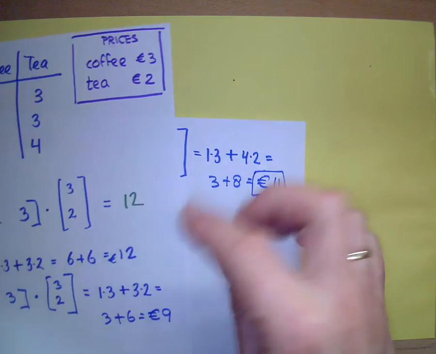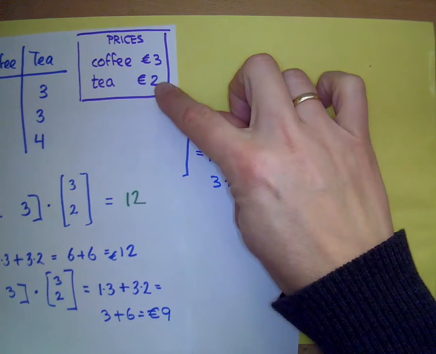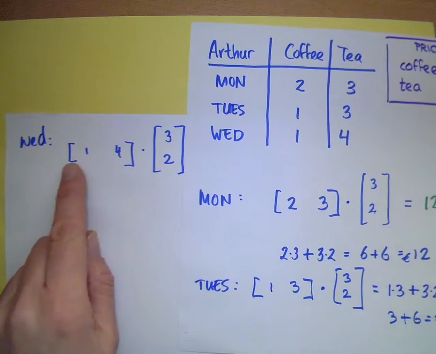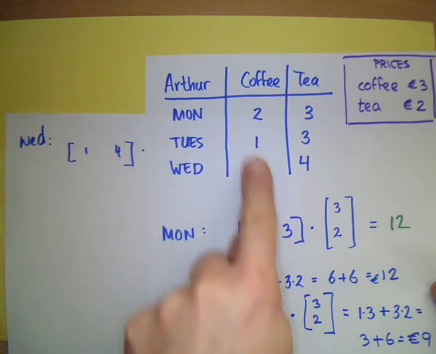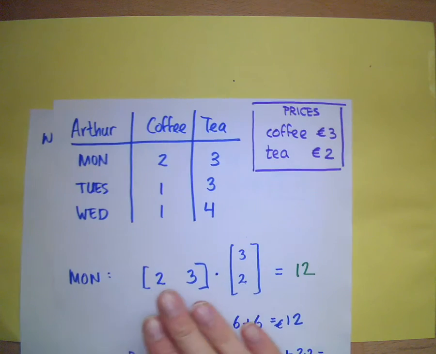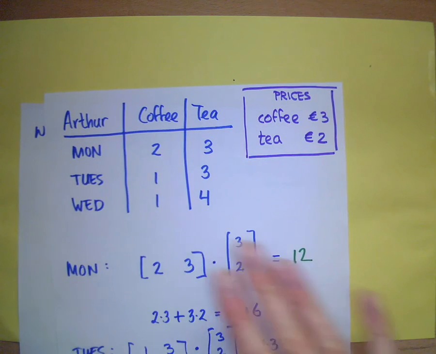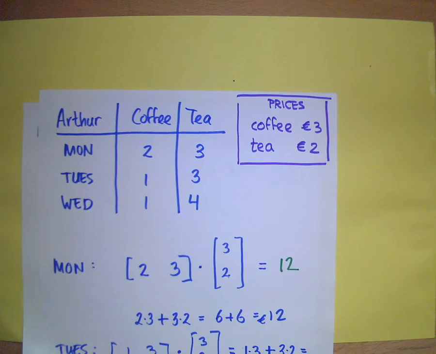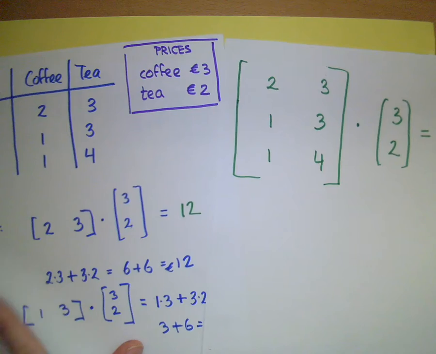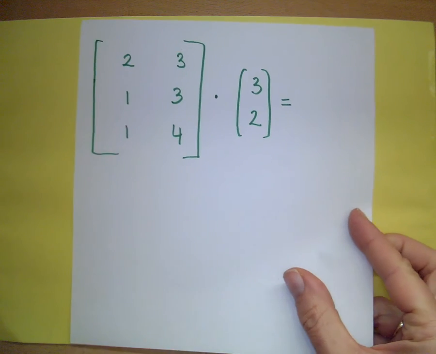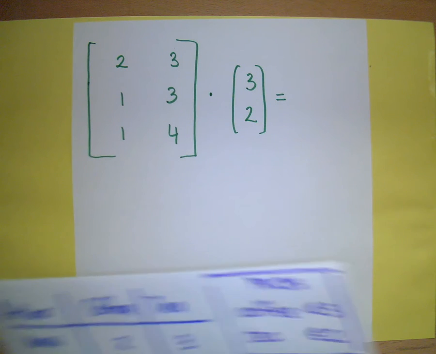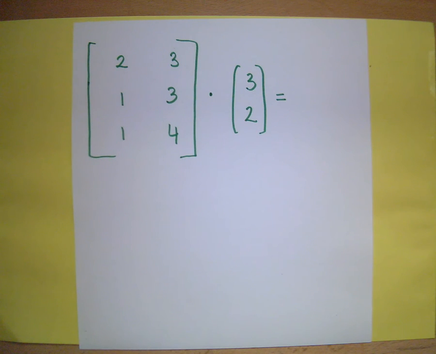We were multiplying by the exact same column, €3 and €2 for the coffee and the tea, but the rows were different for each day, right? Now, I want to show you how to do all 3 days all at once. So, if we copy down this matrix and this one, we get this. So the words coffee, tea, the euro signs, they're gone, but we're still talking about the same things.